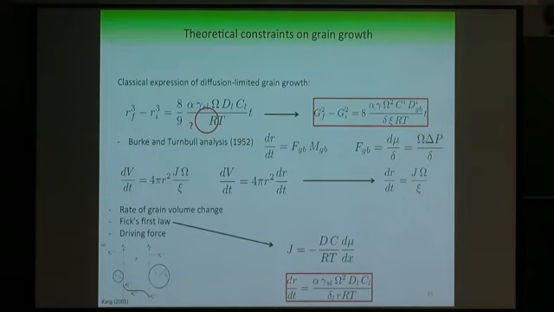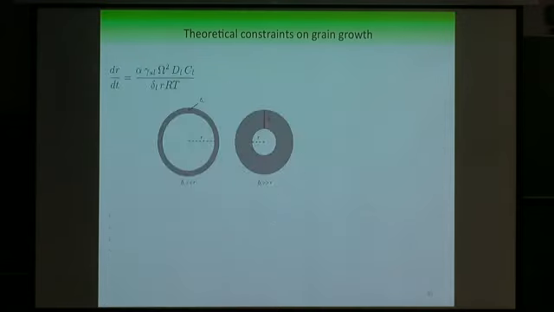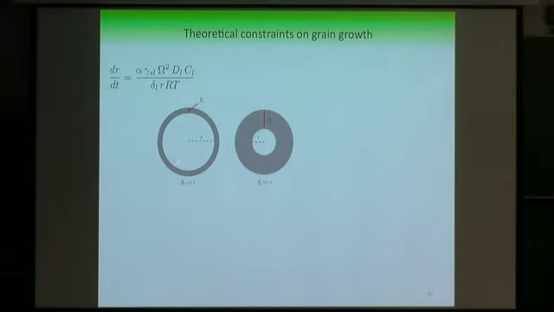We get here the grain radius variation with time, which is a function of liquid diffusion, liquid concentration, but also the liquid width between two grains. So I've considered two cases. One case where delta L is way inferior to the grain radius, and one case where delta L is superior to the grain radius.